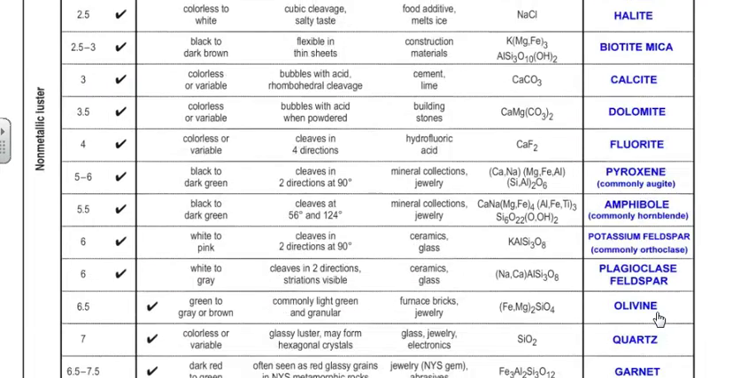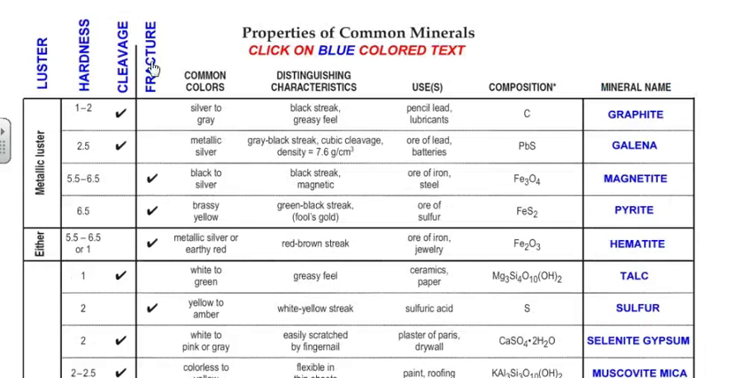Alright, so these are what they all look like. Make sure you understand these characteristics up here at the top, and you know what these minerals look like. But the key is this right here.